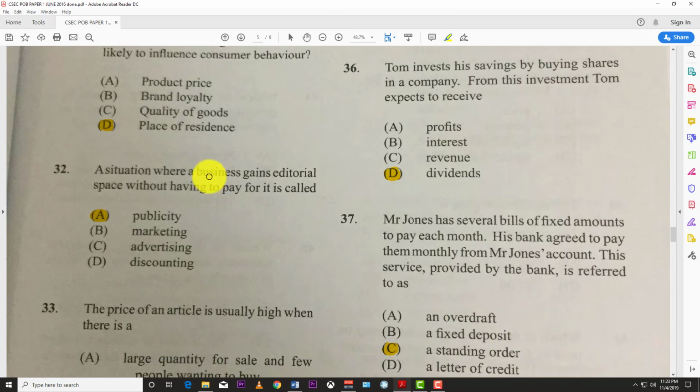32. A situation where a business gains editorial space without having to pay for it is called publicity. So they say any publicity is good publicity, so free publicity. That's where your name is mentioned, maybe in a newspaper, magazine, or something, and you don't have to pay for it. So therefore, it is publicity. Marketing you have to pay for. Advertising you have to pay for. Discounting by its nature is you're paying less for something. So the best answer here is publicity.